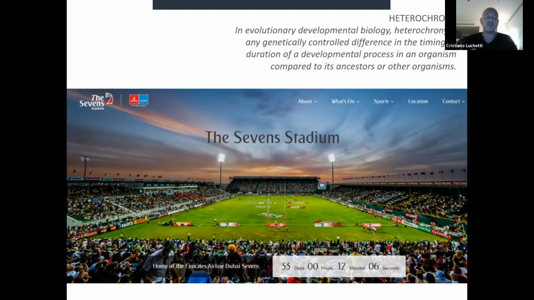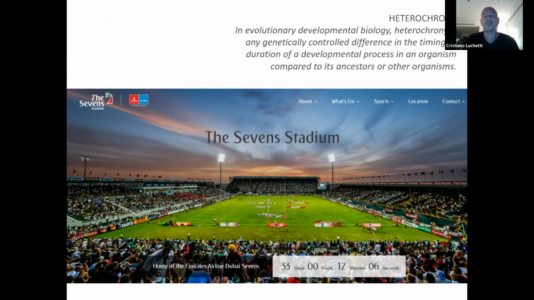Because of this, as you can see on the website, they are counting the days: 33 days, 0 hours, 12 minutes. That creates the understanding of this place as what you can call a heterochrony or heterochronia, which is a heterotopia linked somehow to the notion of time.